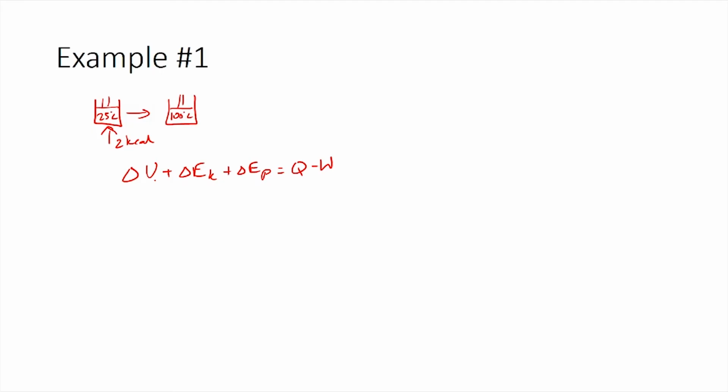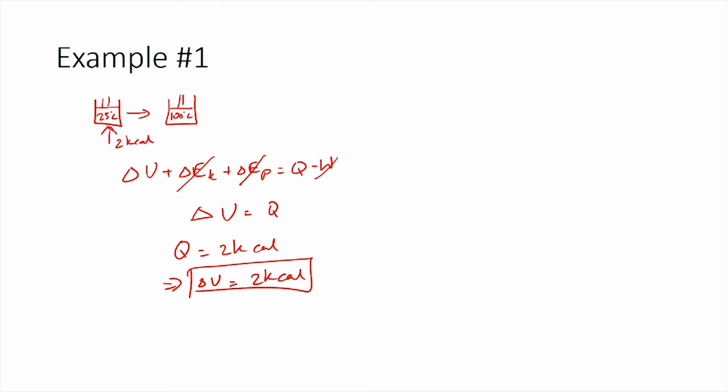The system itself is not accelerating in any way, so kinetic energy will go to 0. We have been told that change in position of the piston can be ignored, but here there is no change in position of the piston anyway. So, potential energy will also be equal to 0. Q is not 0 because you have 2 kilocalories of heat being supplied to the system. The piston is not moving in this process, so W will go to 0. So, you have delta U equals Q. Q has been given as 2 kilocalories, so this means delta U equals 2 kilocalories.